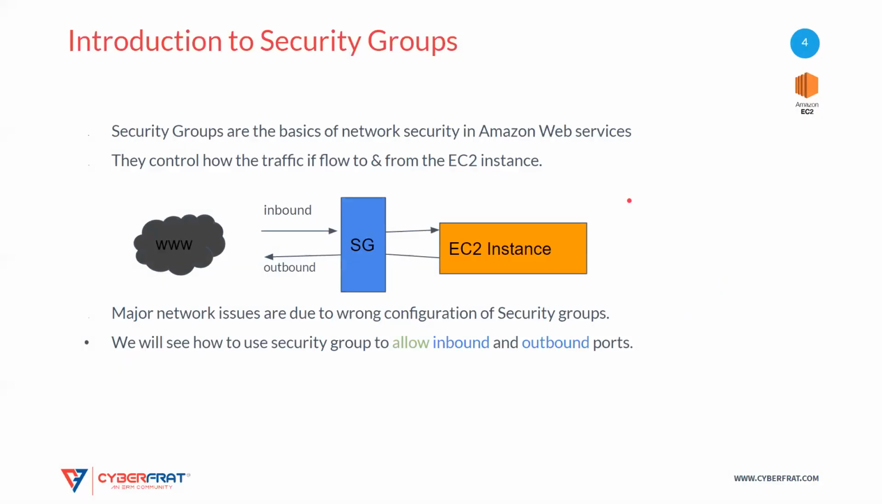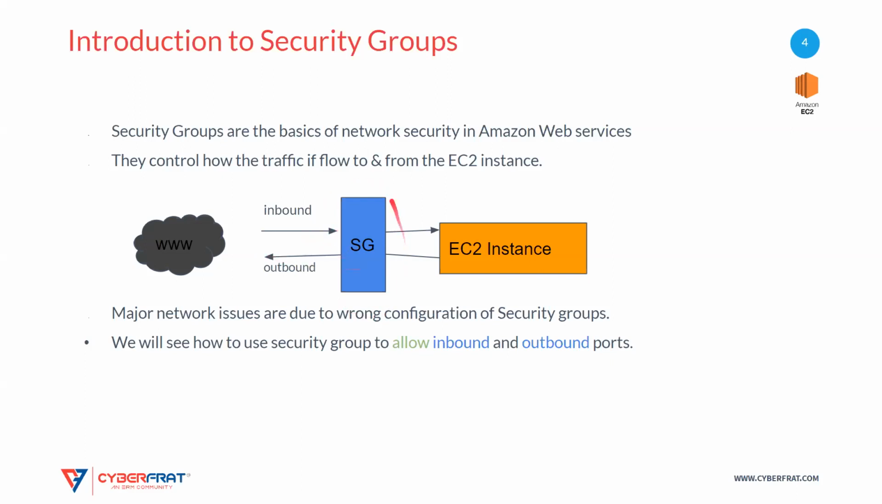Right. So let us talk about security group. When we created the EC2 instance last time, we selected something called a security group. So what is a security group? Security groups are the basics of network security in Amazon Web Services. They control how the traffic flows to and from the EC2 instance. In this picture, you can see the security group in blue color, and this is the EC2 instance, and these arrows denote the inbound and outbound traffic.